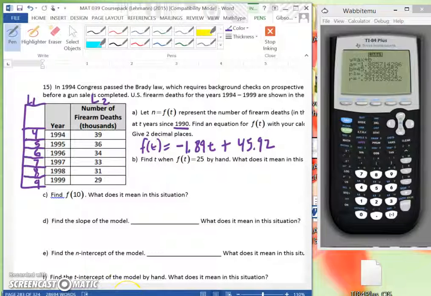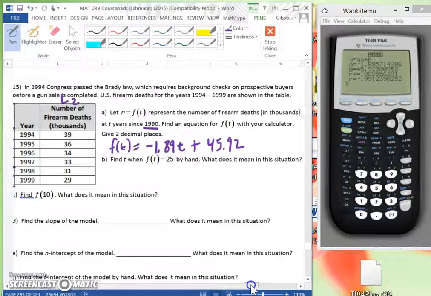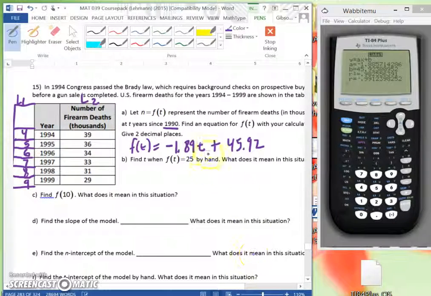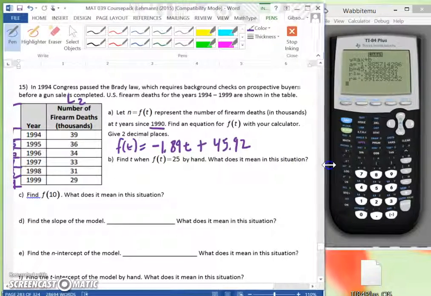Okay, now we have part b. It says find t when f of t is equal to 25. Now, we have f of t equals 25, to be solved by hand. It says, what does it mean in this situation? Now, of course, mine is a little cut off because of the calculator. Okay, now, this is what we would do. Matter of fact, let me expand this a little bit.